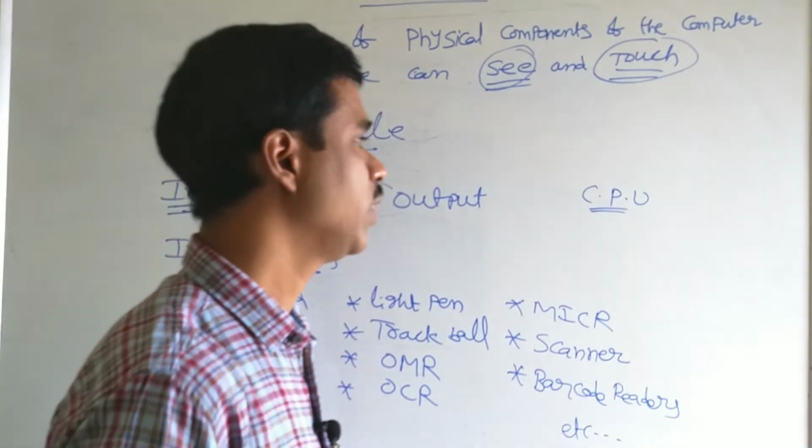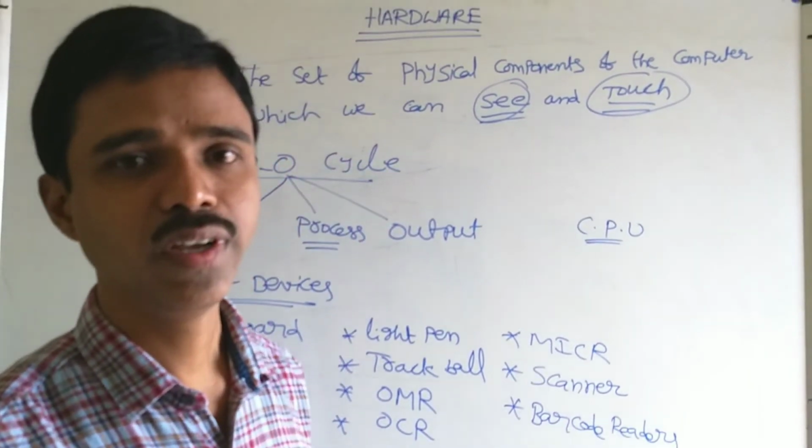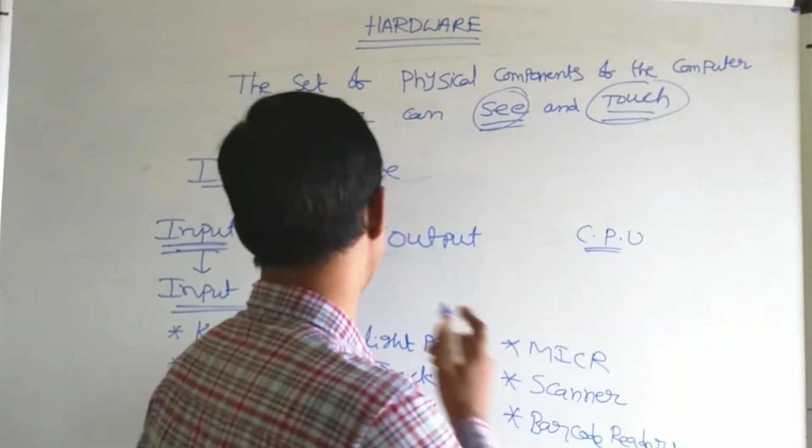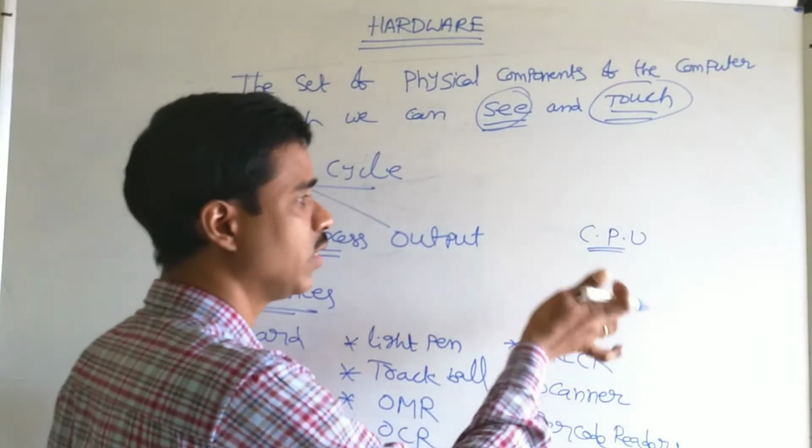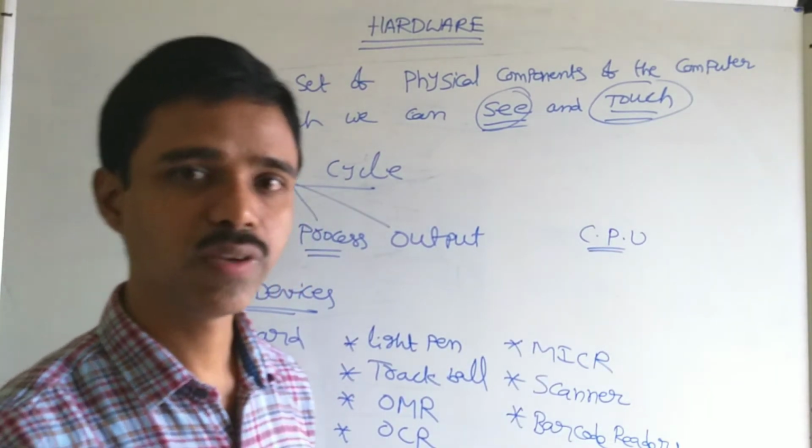Even though it is a processor, it also comes under hardware only. So to process the data, we are using the CPU. As the CPU is located in a small chip, it is also called a microprocessor.